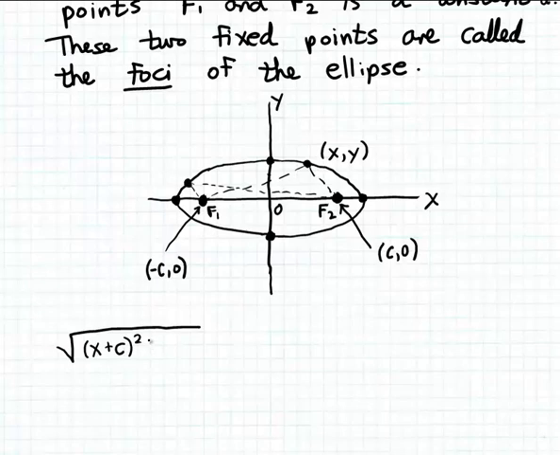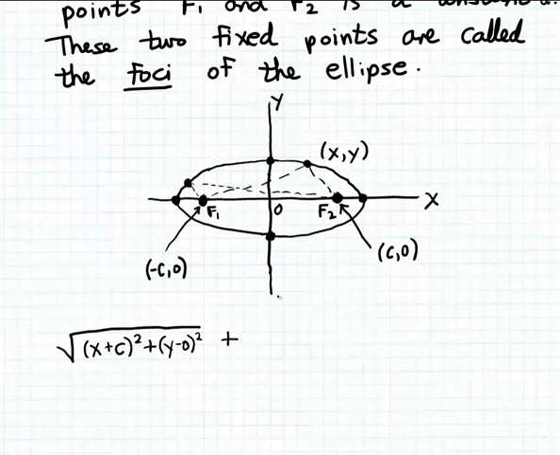Square that. Plus the difference in the y coordinates between these two points, (x, y) and (minus c, 0). Of course that's just y minus 0 squared, which will just be y squared. Then you take the square root of that sum. So that's the distance from F1 back to our variable point (x, y), which really represents any point on the ellipse.